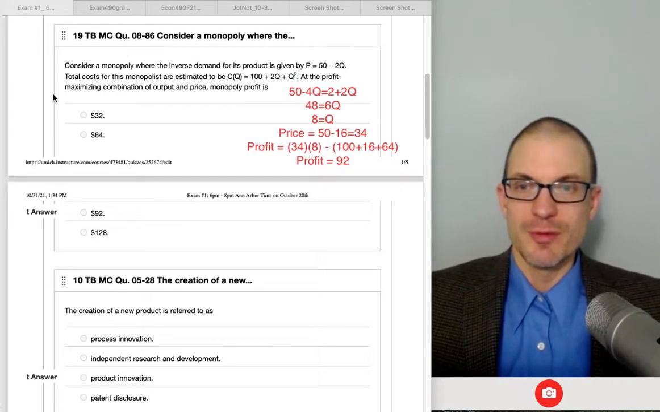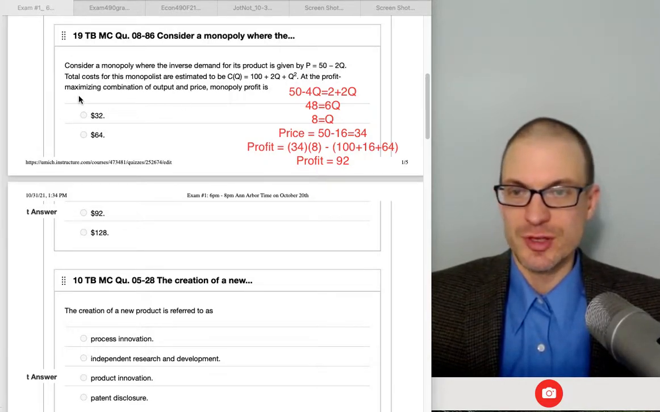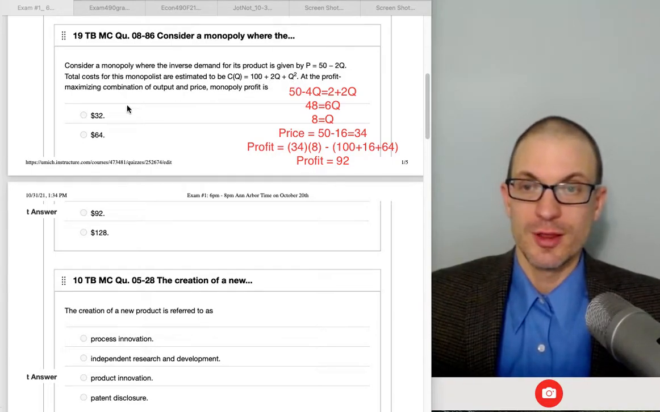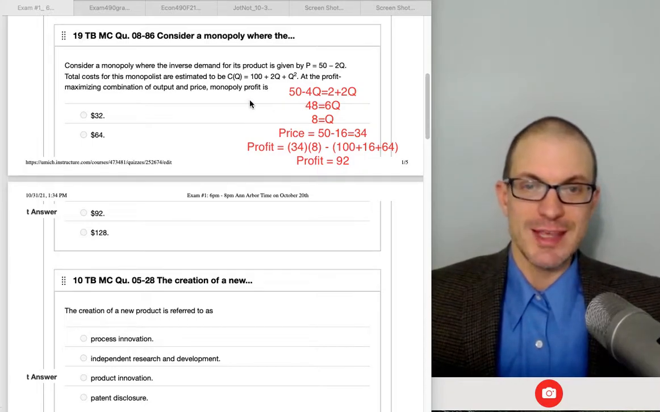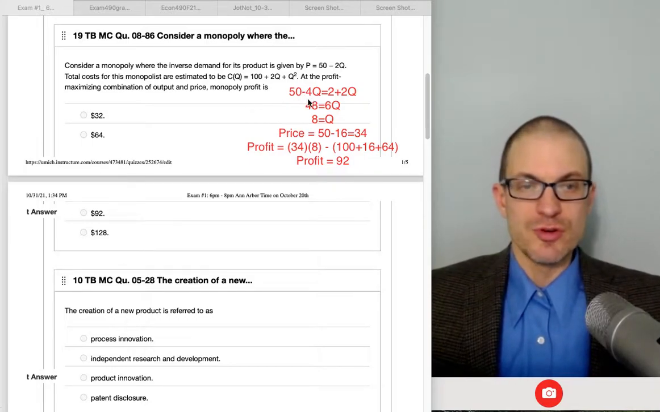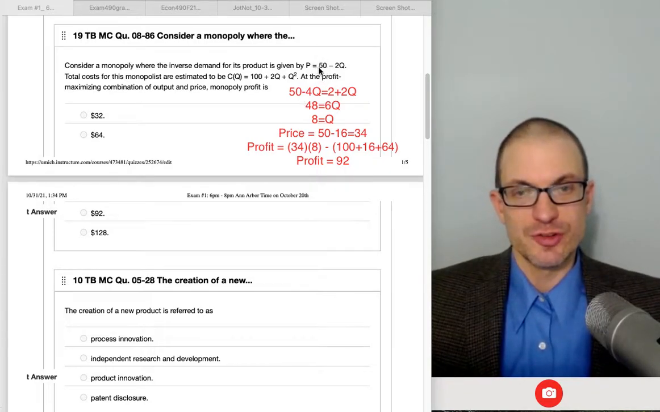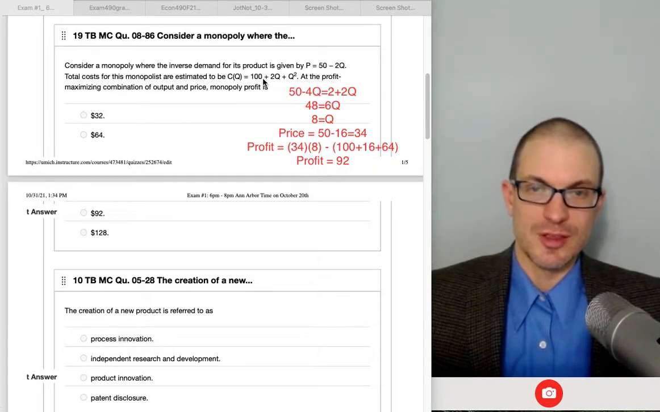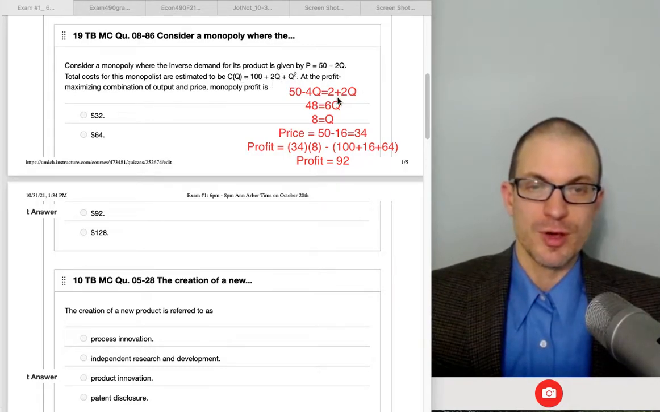All right, so consider a monopoly where the inverse demand for the product is given by price equals 50 minus 2q. Total costs are estimated to be 100 plus 2q plus q squared. At the profit maximizing combination of output and price, monopoly profit is... We need marginal revenue equal to marginal cost. Remember, the marginal revenue has the same vertical intercept as the inverse demand, but twice the slope. So I've written 50 minus 4q is equal to the marginal cost, just take the derivative with respect to q, so it's 2 plus 2q.